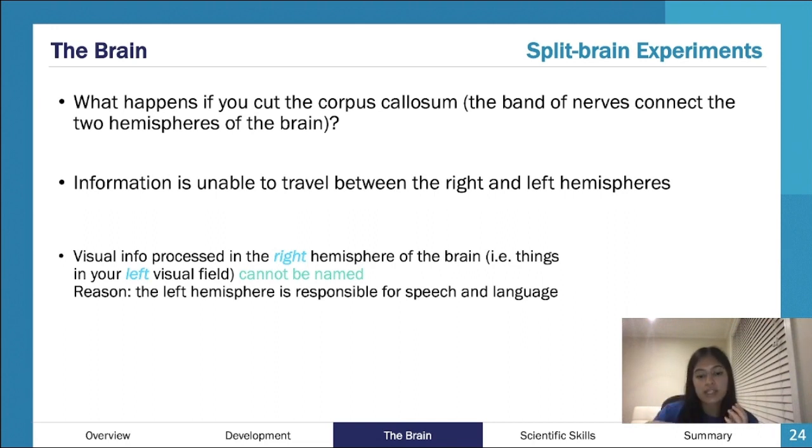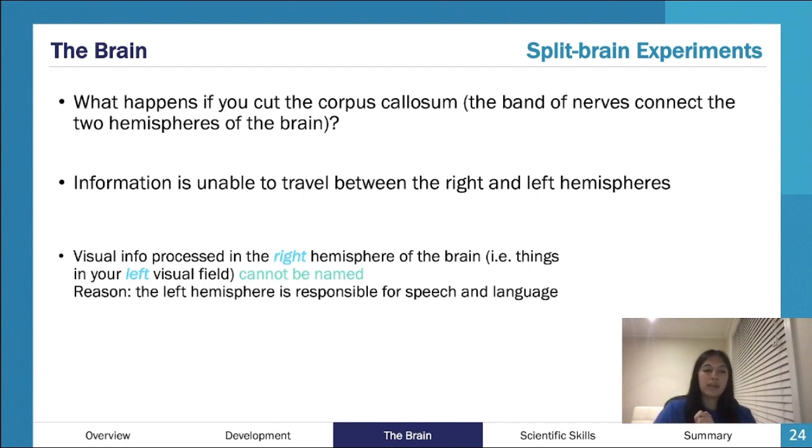The left hemisphere is very responsible for speech, for talking. It's going to be a little confusing, but I hope you'll be aware of the fact that the right side of the body is controlled by the left side of the brain. So if you have things in the left visual field, they're processed in the right hemisphere of the brain, and you won't be able to name these because you can't extract information from the left side. I hope that makes sense.